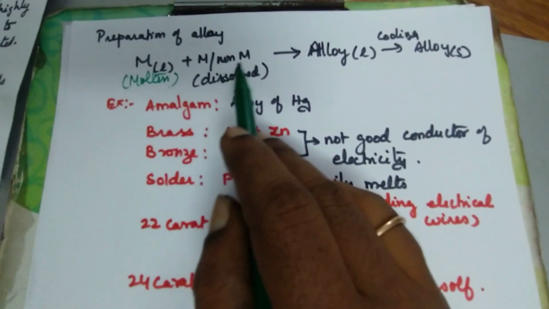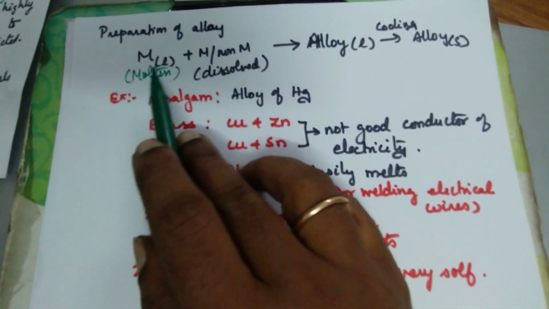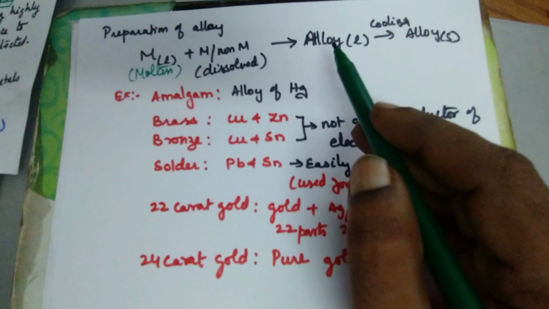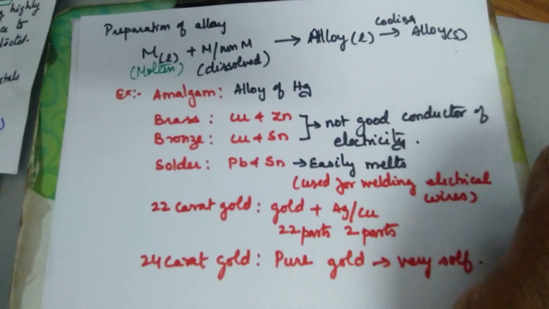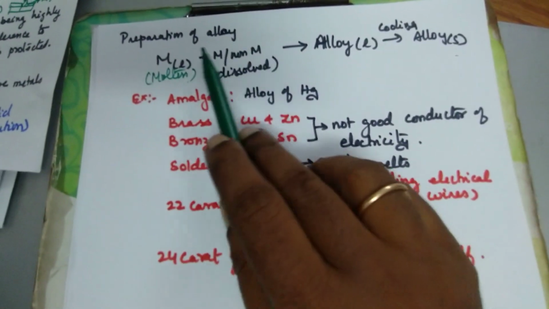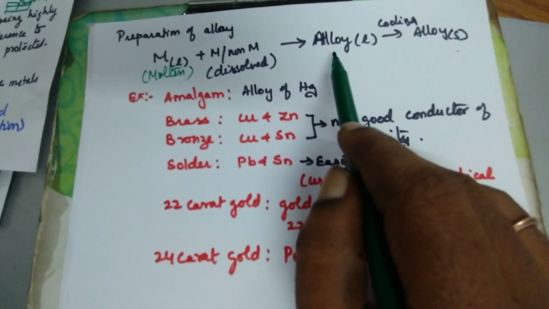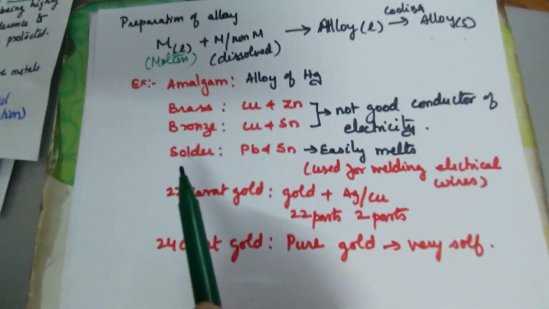So, we add another metal or a non-metal which dissolves in this metal. Mix well, then allow it to solidify. We get alloy liquid, then cool it, we get alloy solid. That's it. But we need to melt it first and then add the other metal which should dissolve into it, and it forms alloy liquid, and then on cooling we get alloy solid.